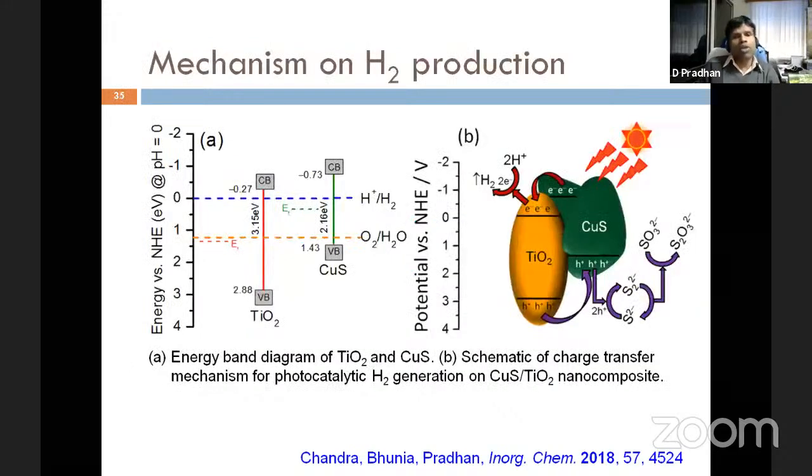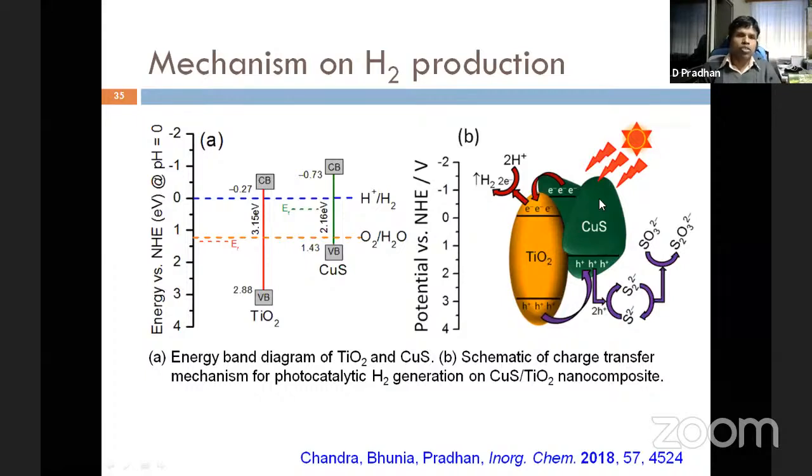If we look at the energy band diagram and the mechanism of the hydrogen generation process, in the heterostructure we have both copper sulfide and TiO2. If we just take TiO2, electron hole generation will occur and they will recombine. If we take only CuS, again electron hole generation will occur and they will recombine. There is no electron hole separation.